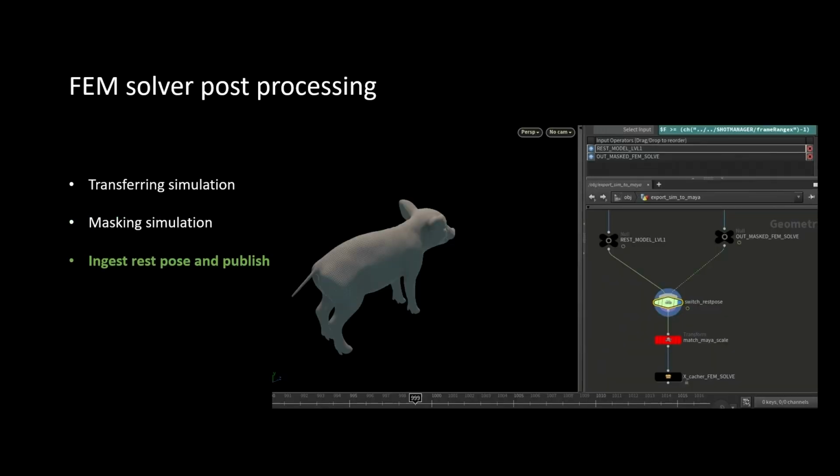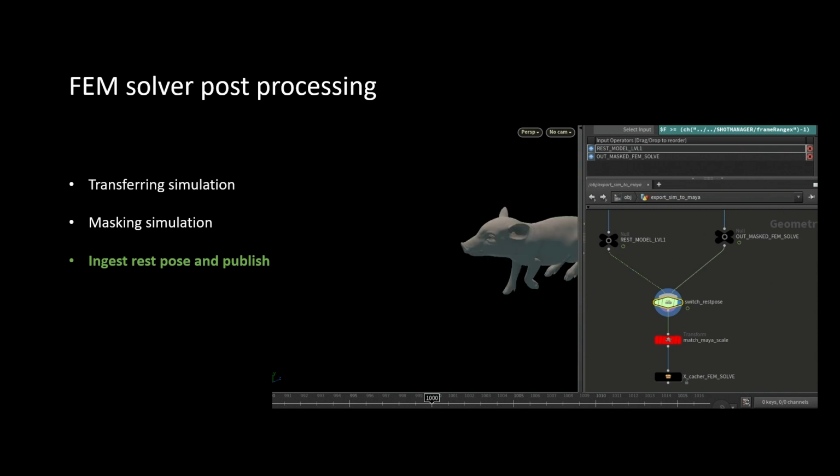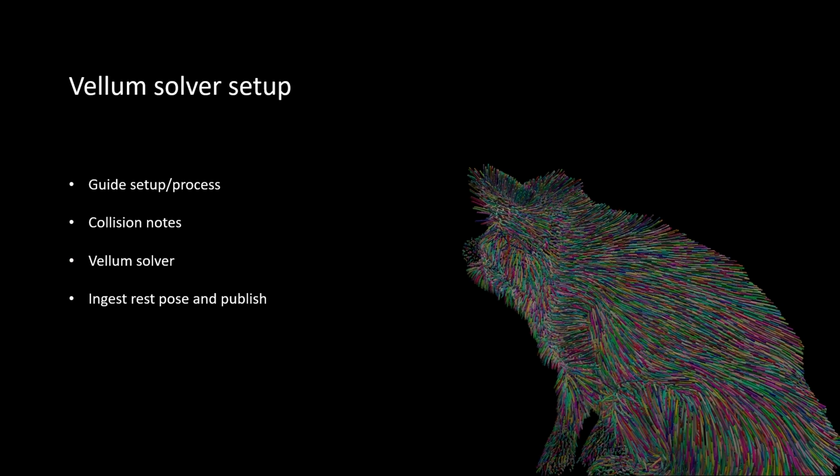Last step is to make sure that we can use it back in Maya, and that is to ingest the rest pose. We bring in the rest model, and with a switch node, we switch between the rest model and our result of the masked FEM solve, and then we switch based on the frame range set we enter in our shot manager. But we go 2 frames back, so we don't have any issues with the motion blur when the pig jumps 2 meters over 1 frame. And that then gets published to Shotgun, so we have access to it in our pipeline.